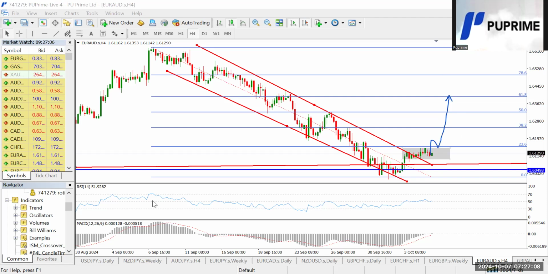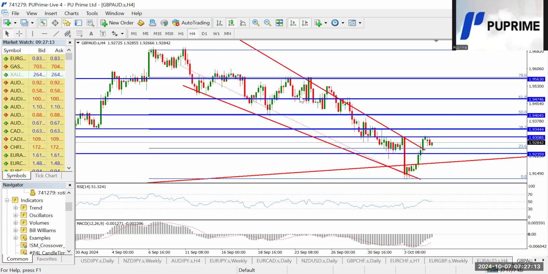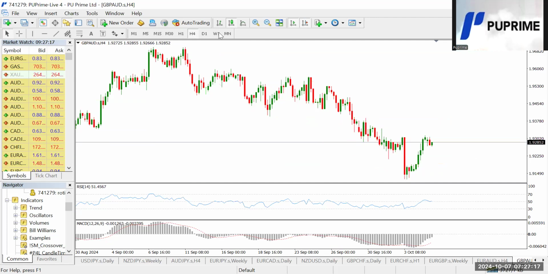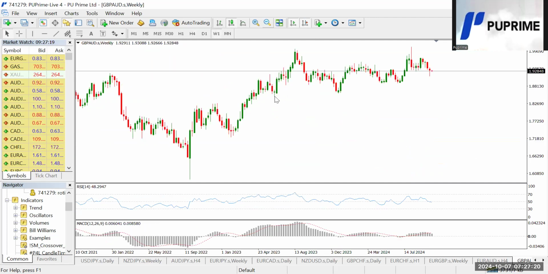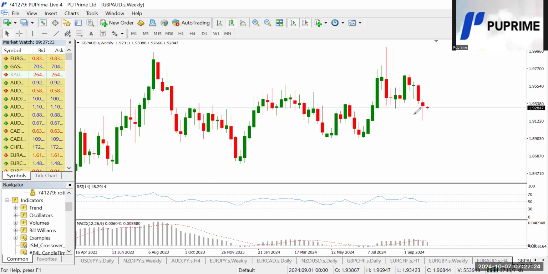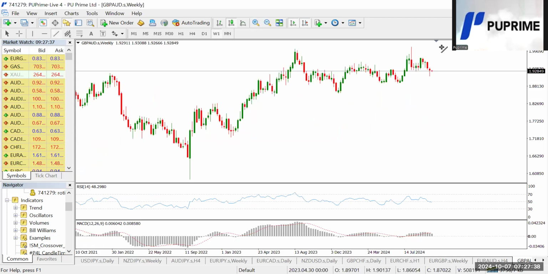So I'm bullish on the Euro AUD for this week, and I'm also bullish on the GBP AUD. Now for the GBP AUD, on the weekly time frame, last week also closed as a rejection candle. You can see clearly a rejection candle, which is indicative of a possible bullish movement. Still on the weekly time frame, we can clearly draw our trend line again.